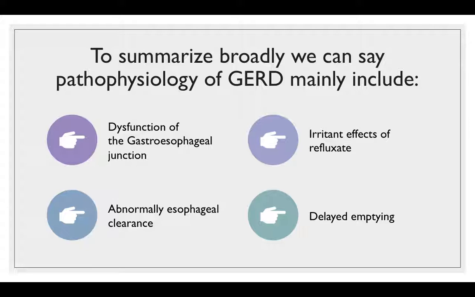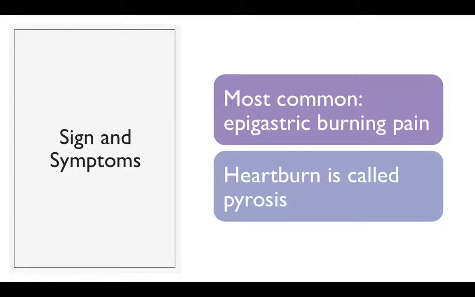Then we have some irritant effects of refluxate. Whatever the gastric content is coming from the stomach back into the esophagus, it is going to produce some irritant effects, and that will lead to GERD symptoms or maybe their complications. Then abnormal esophageal clearance and delayed emptying. So these are all the factors which broadly are included in the pathophysiology of GERD. Alright, so what clinical findings, what signs and symptoms are you going to observe in your patient?